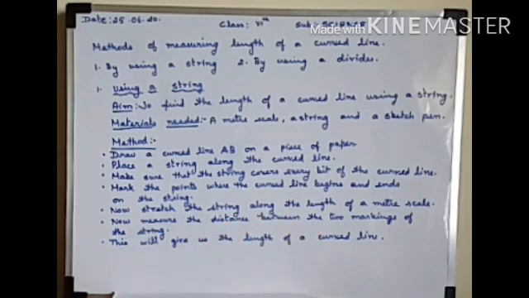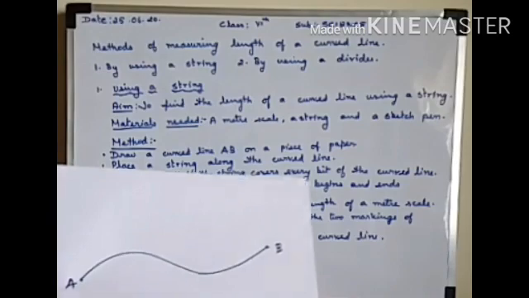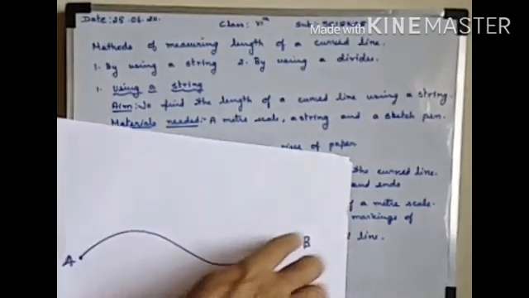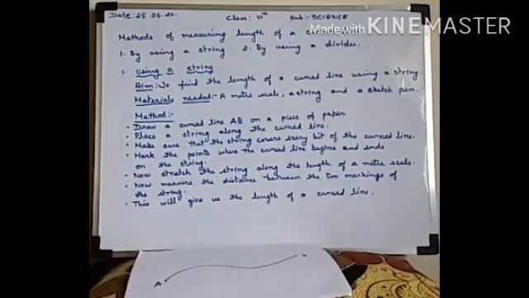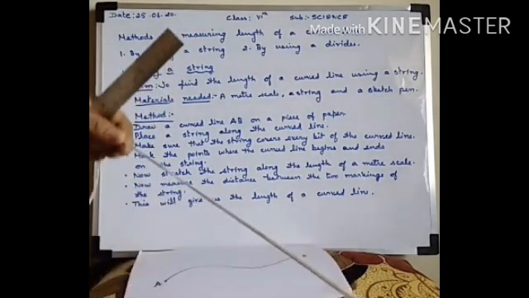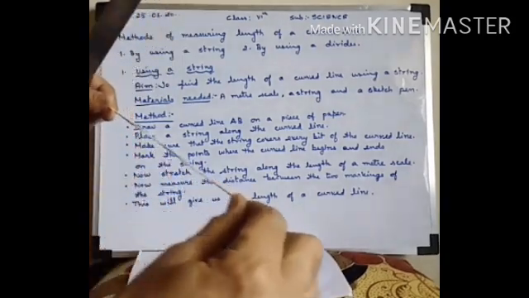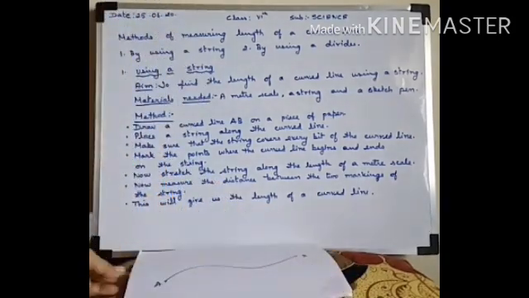I shall show you, children, how to do it. The materials required to find the length of a curved line using a string are a piece of paper, on which I have drawn a curved line marking A and B, then a scale and a string. Since I don't have a string, I am using a long thread. Shall I do it and show you, children?